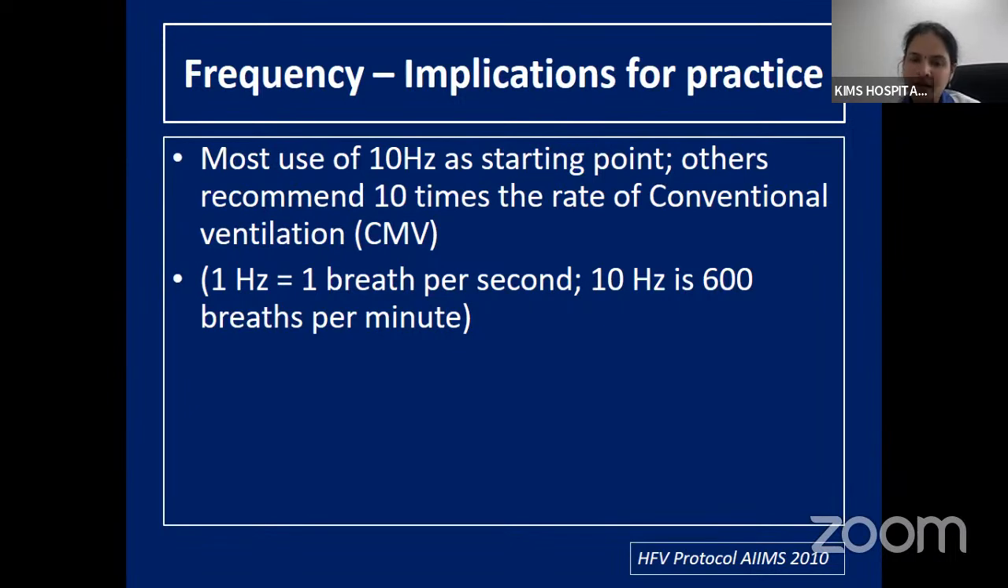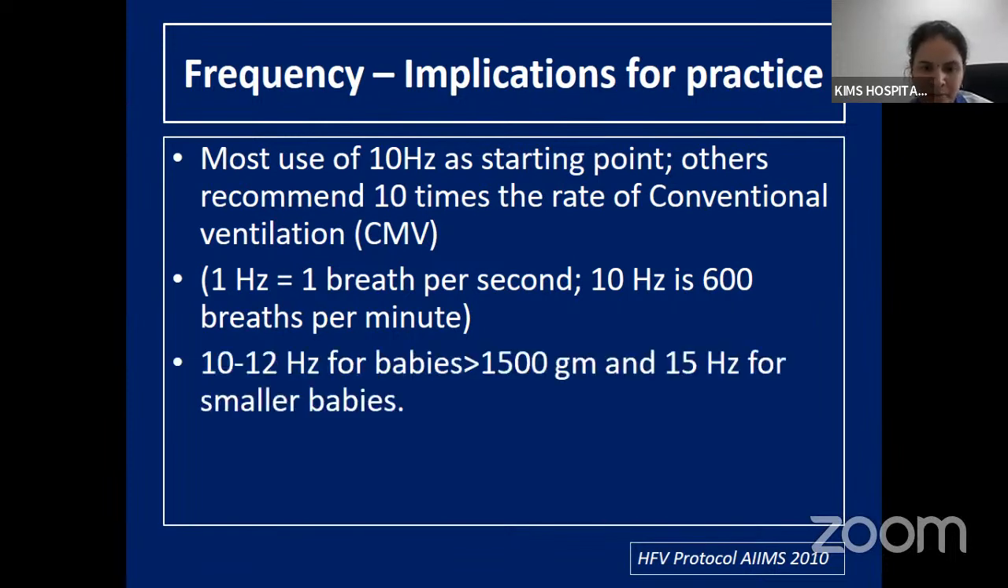Most use 10 hertz as the starting point of frequency, which is roughly equal to 10 times the rate used in conventional ventilation. So with the assumption that we may have reached a rate of around 60 breaths per minute on typical SIMV by the time we take a decision to switch to high frequency ventilation, 10 times 60 breaths per minute is 600 breaths per minute, and this is the same as 10 hertz.